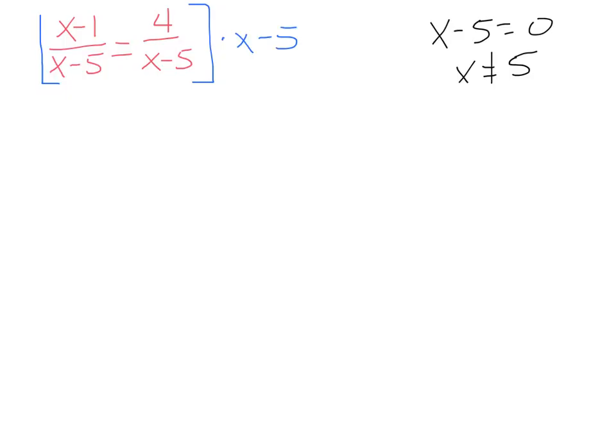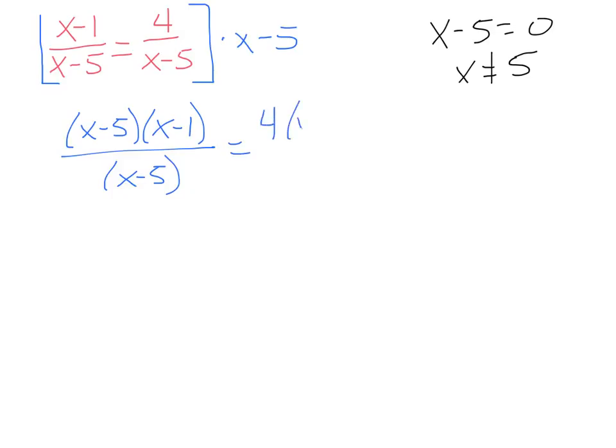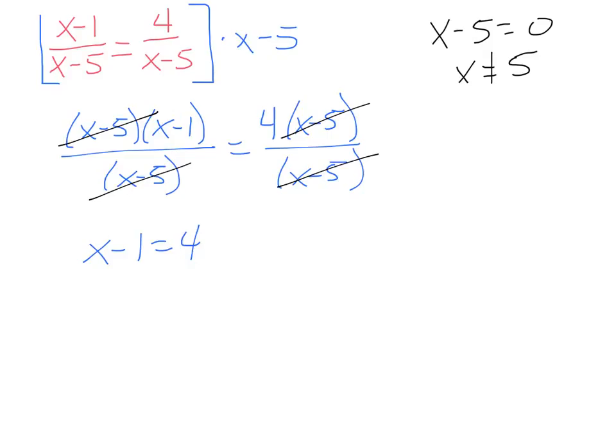Okay, and again, I'm going to write out the steps so you can see what's going on. We multiply the first fraction by x minus 5. And the second fraction by x minus 5. Okay, and again, the whole idea is that when we're done with this step, we shouldn't have any denominators. And so we can cancel the factors of x minus 5 in both of them. And we're left with x minus 1 equals 4, very simple equation. We're going to add 1 to both sides, x equals 5.